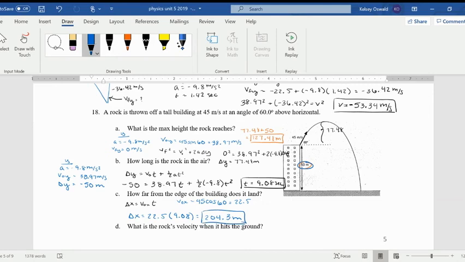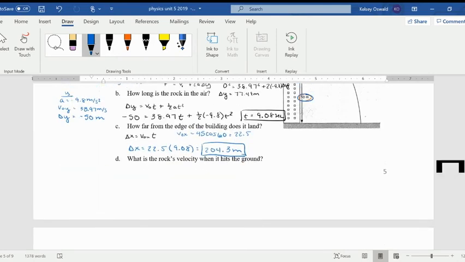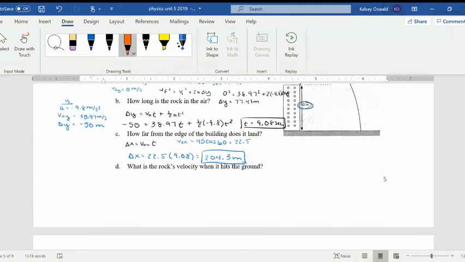Okay, so then D, this one is very similar to D on the previous question. We're trying to find the rock's velocity right before it hits the ground. Again, we're trying to solve for the diagonal, or our velocity vector here, using our horizontal and vertical components. Let me draw that a little bigger. As always, our horizontal component never changes. So if our horizontal velocity started off at a value of 22.5 meters per second, right before our rock hits the ground, it's going to have that same value.